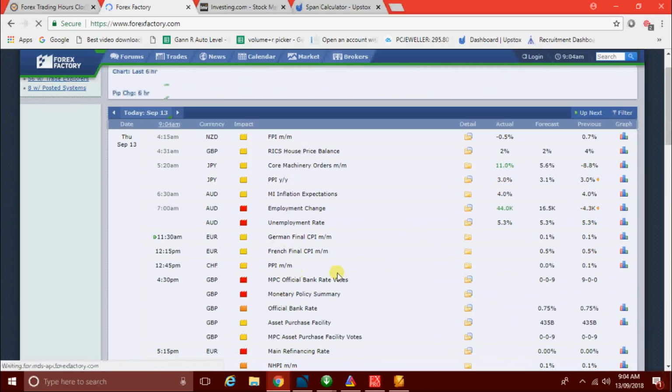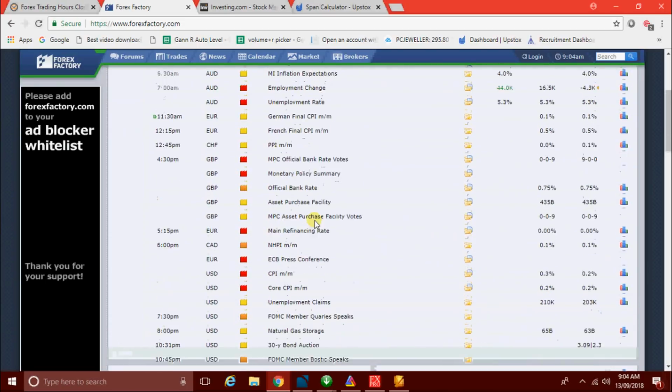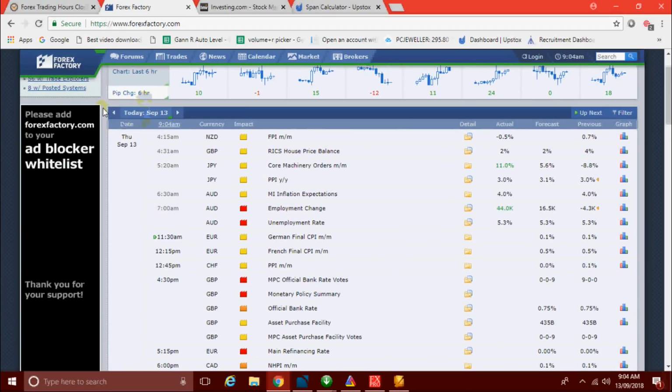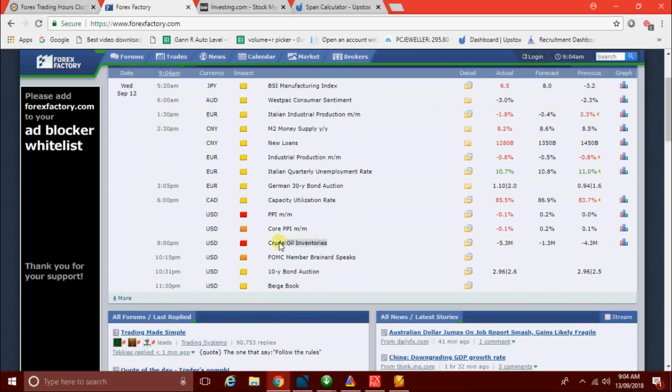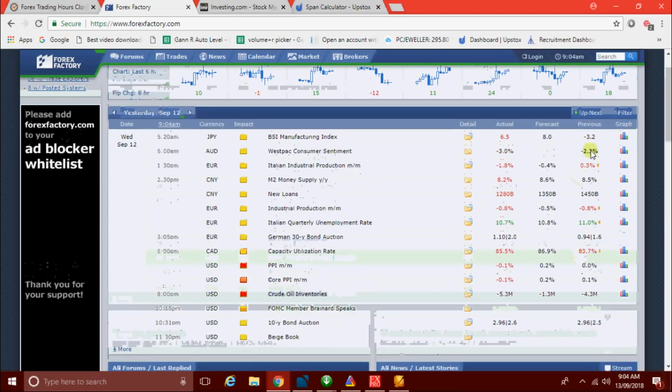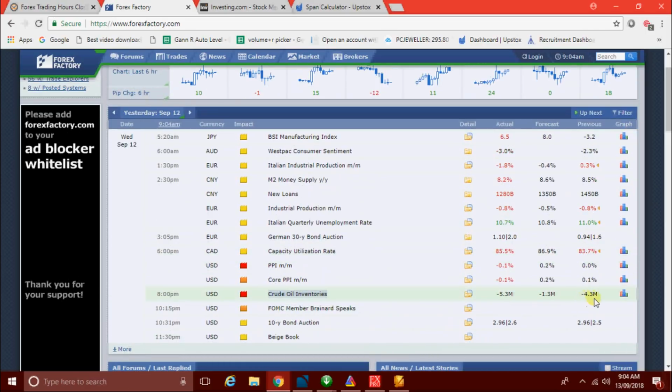Yesterday the crude oil inventory came. See, yesterday crude oil inventories came. The previous result was 0.43, the forecast was minus 1.3, and the actual result announced is minus 5.3. That means it's good for crude oil. Whenever there is a minus, the stock is less and there is a chance the price will be high.